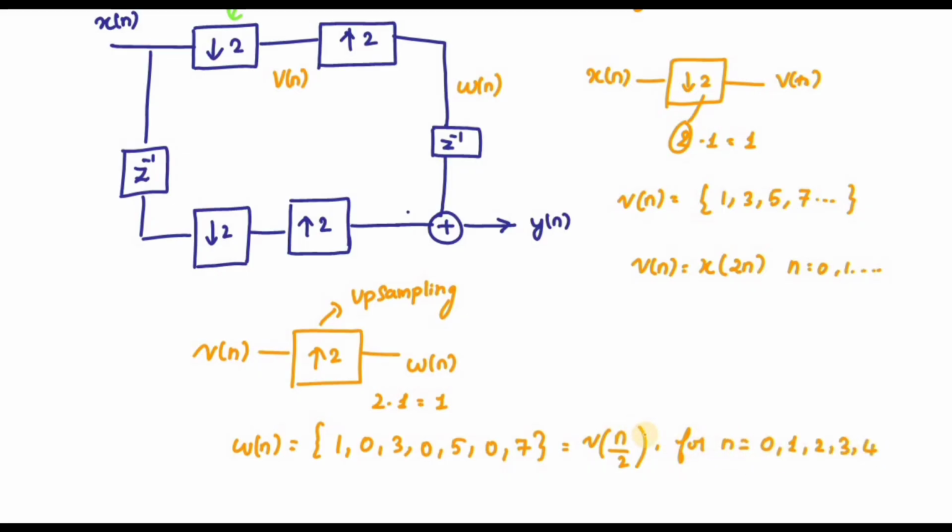Why? Because if I apply this, it becomes n by 2. If I substitute n equal to 0, I get v of 0, which is 1. If I substitute 1, v of 1 by 2, 1 by 2 is 0. If I substitute 2, it becomes 3. If I substitute 3, it becomes 0.